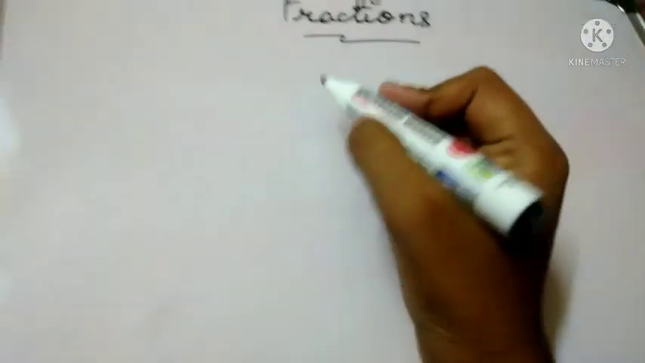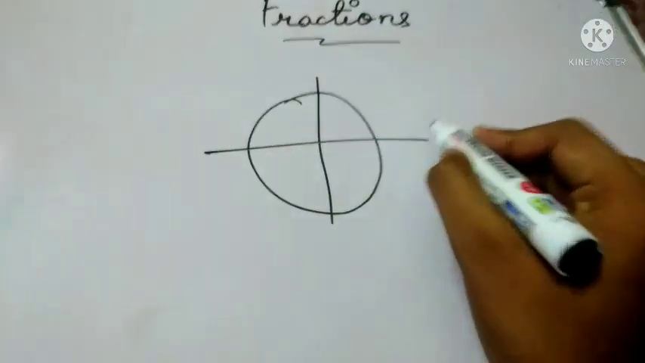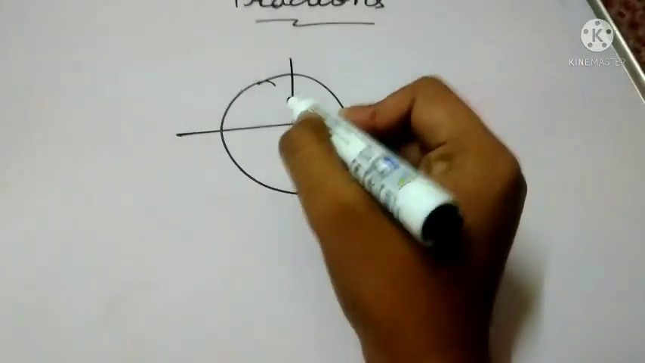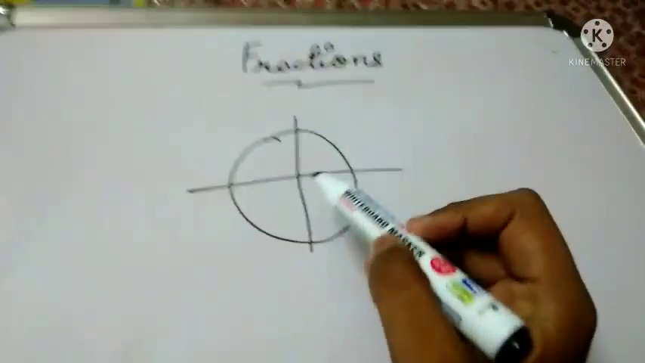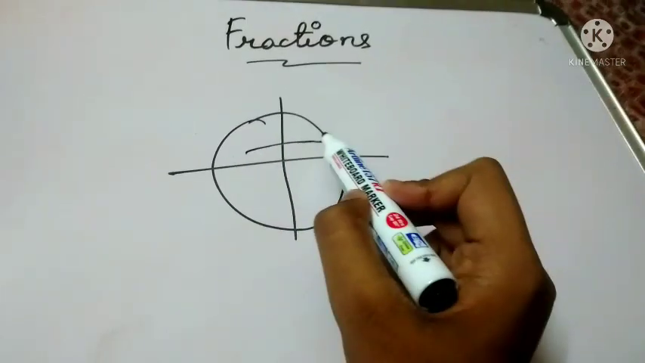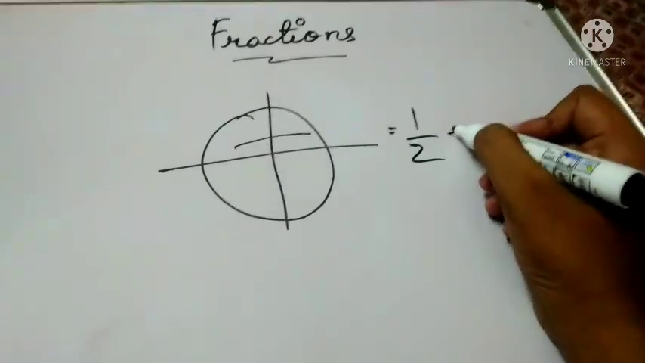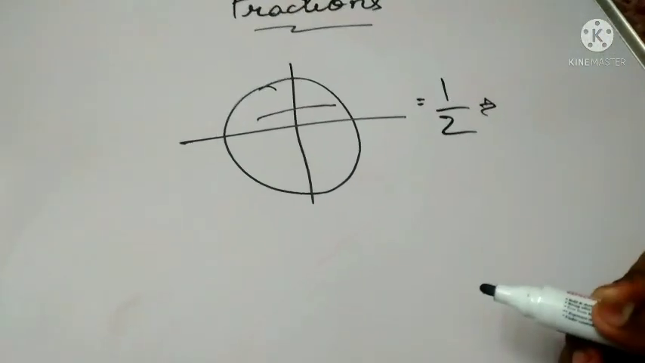So suppose, take a cake. We divide it into four parts. Now, your friend took 1/4, that is one of the four parts. So we write 1/4. This is a fraction. We can say a fraction is a part of a whole.